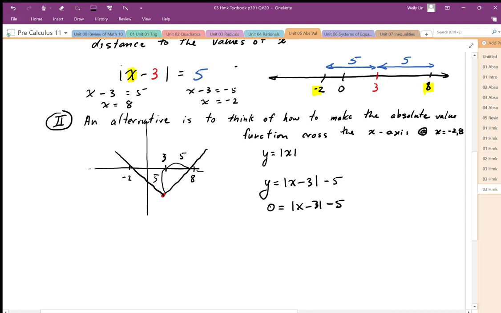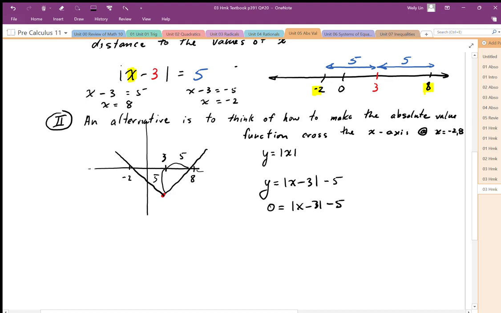and here is our equation then that will give us the solutions of -2 and +8, and we got that through manipulating the graph, shifting the graph of y equals absolute value of x so that it crosses the x-axis at those 2 points.